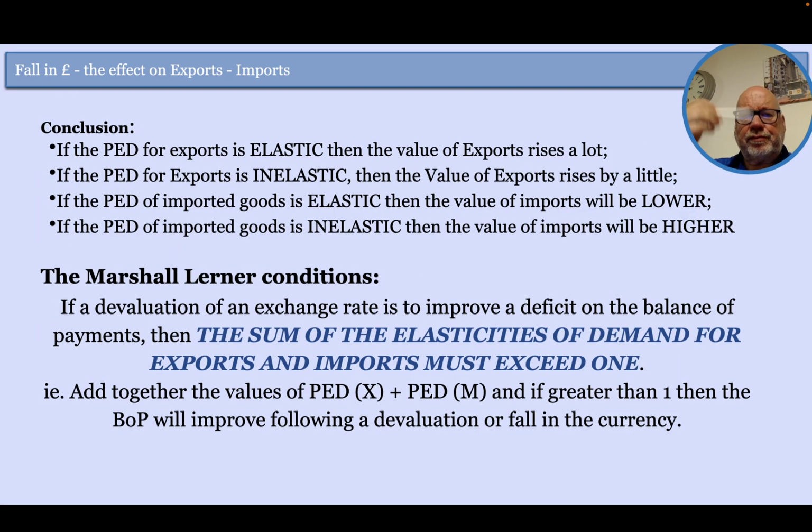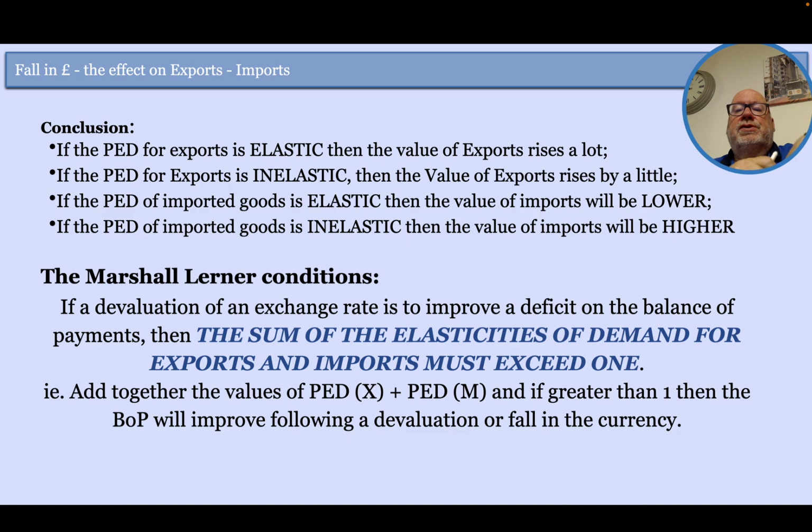Okay, so that's important. So this slide here, I really would recommend that you take a picture of this one, because this summarizes what I've just said. If the PED for exports is elastic, the value rises a lot. If it's inelastic, the value rises, but only by a little. So they both rise. If the PED for imports is elastic, the value of imports is going to be lower. If it's inelastic, the value of imports is going to be higher. So for exports, elastic and inelastic both lead to a rise, but for imports, it depends on the PED whether it's going to rise or fall. So that's actually quite an important conclusion to reach.